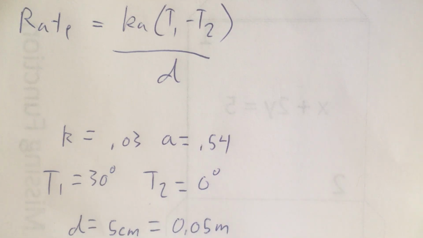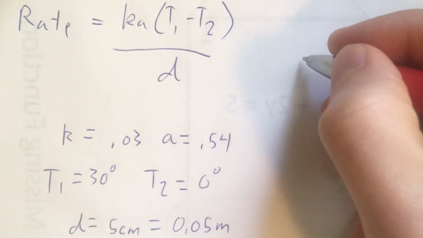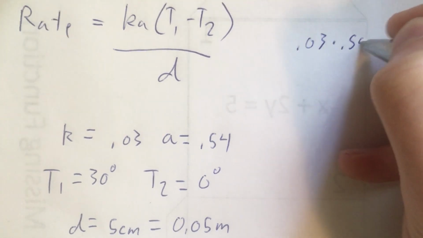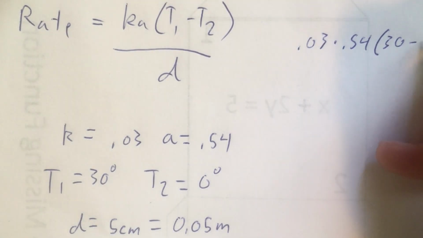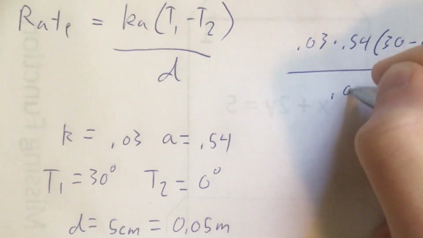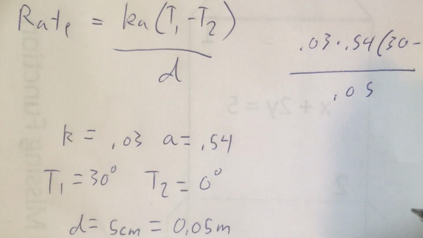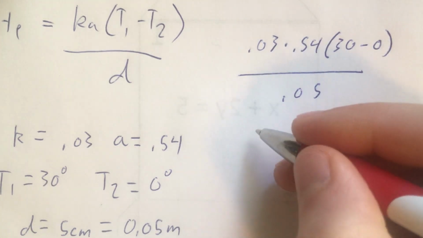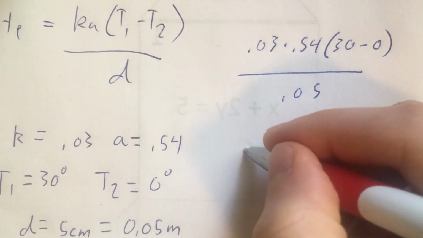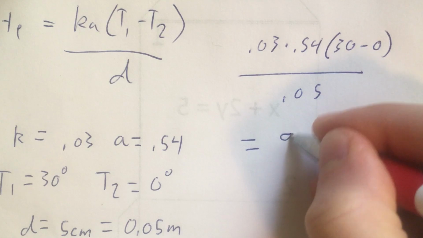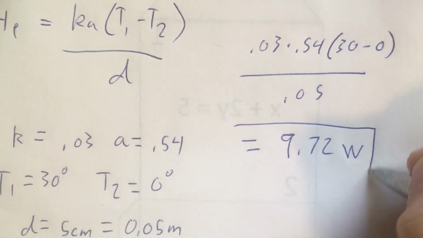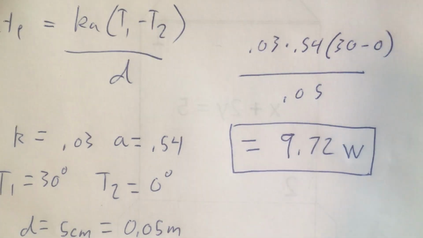So again, we're just plugging things in and getting an answer. So we're going to have 0.03 times 0.54, 30 minus 0, all over 0.05. I'm not going to crunch all of the exact numbers for this. You can do that if you want with a calculator step by step. I'm just going to tell you that you get 9.72 watts.